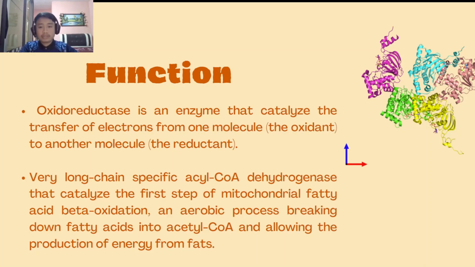As for the function of this protein, oxidoreductase is an enzyme that we know catalyzes the transfer of electron from one molecule to another molecule. So this very long chain specific acyl-CoA dehydrogenase catalyzes the first step of mitochondrial fatty acid beta oxidation, an aerobic process breaking down fatty acid into acetyl-CoA and allowing the production of energy from fat.